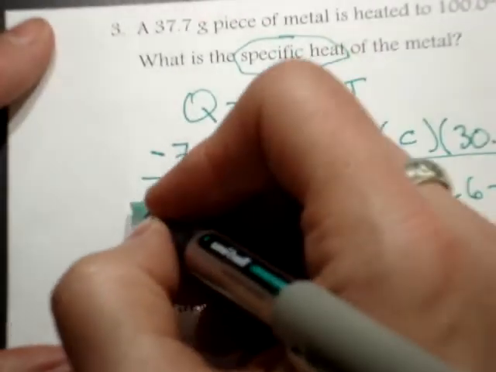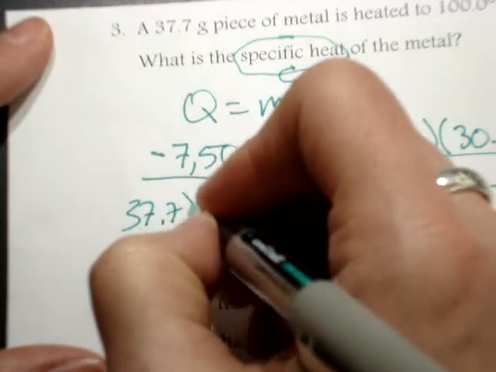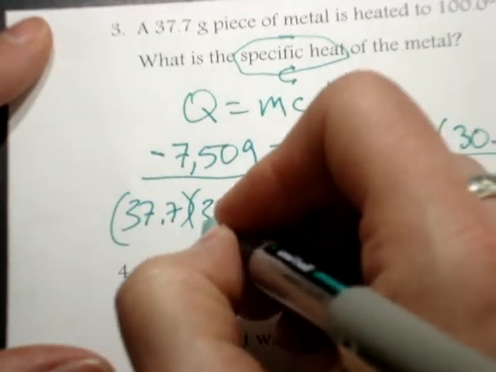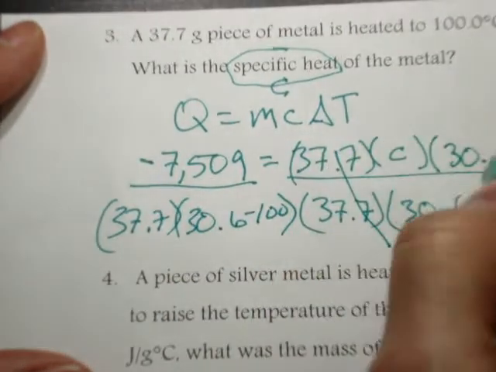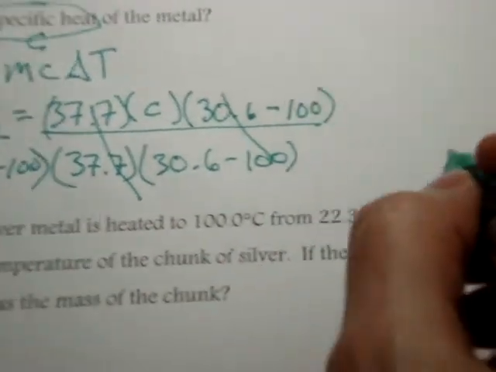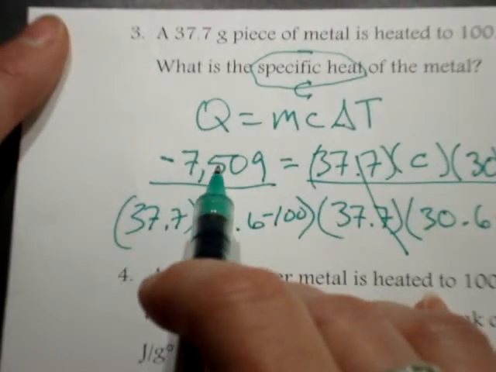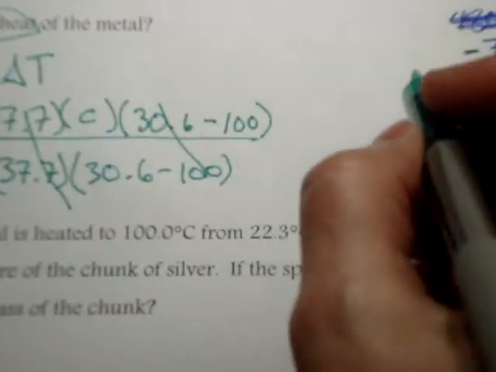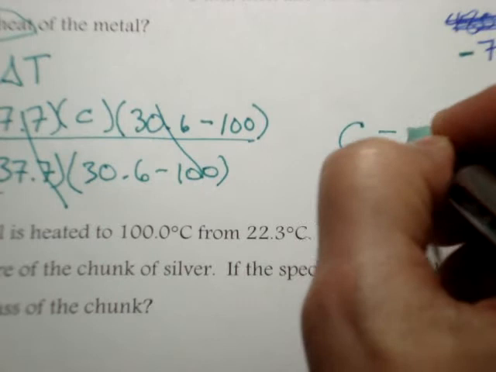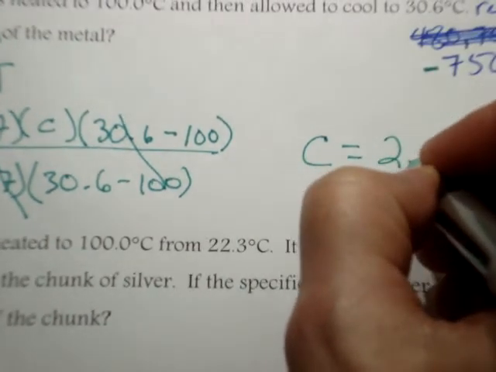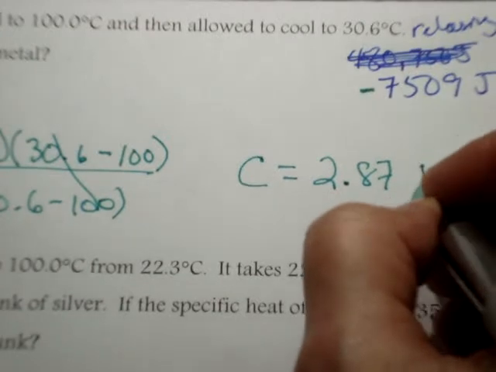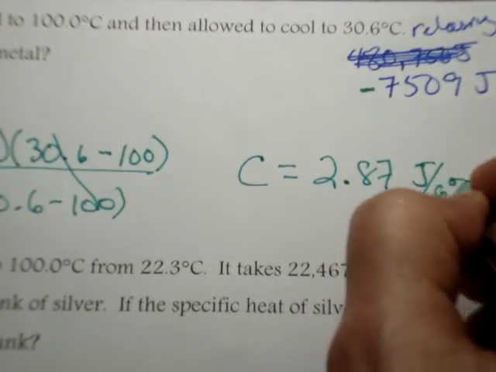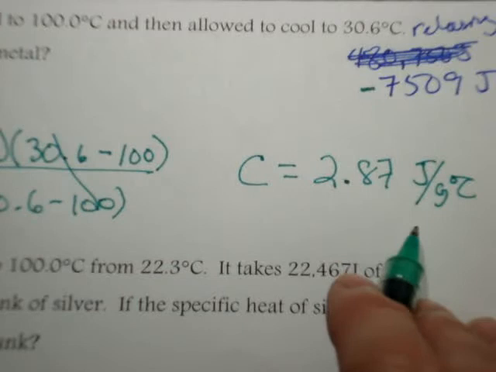We're going to divide through on both sides. These cancel out and make a 1. We simplify doing the math, and so we know now that the specific heat is 2.87, and that will be joules per gram degree Celsius as the units for the specific heat.